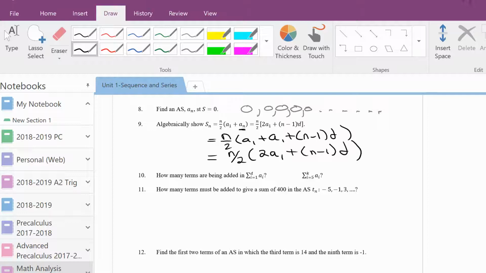For number 10, how many terms are being added in this sequence? Well, remember, if you start with 1 and you go to some number d, that means that d terms are being added. Remember, the rule is top minus bottom plus 1. So here, if you start with 5 and you go to k, it's going to be k minus 5 plus 1, so it's k minus 4 terms.